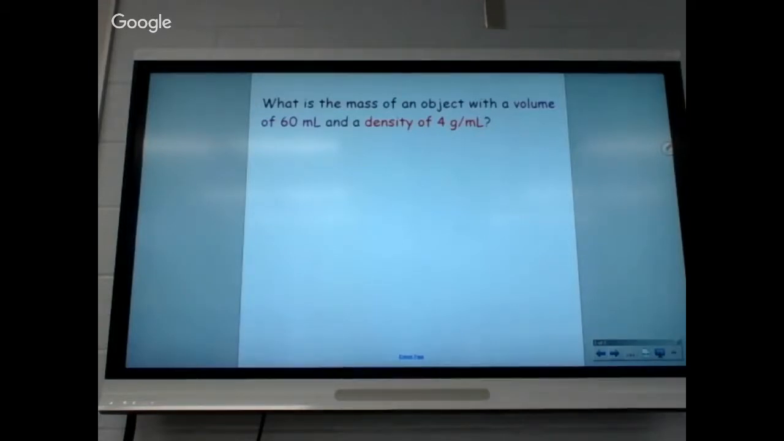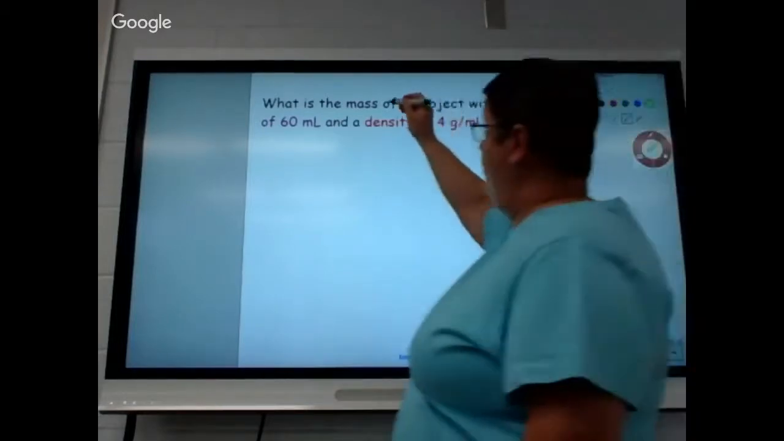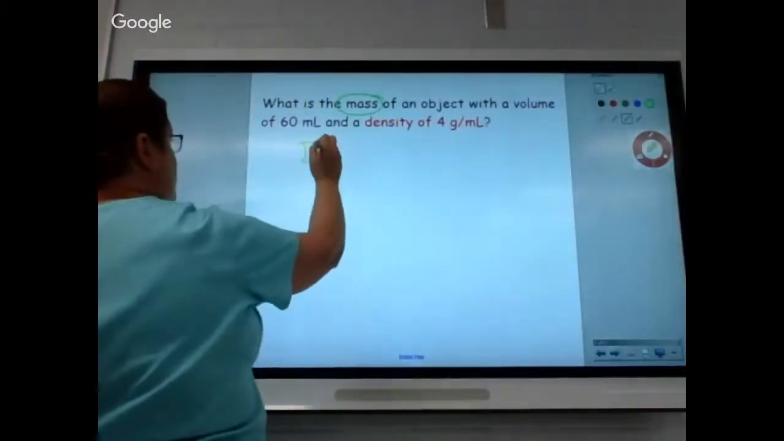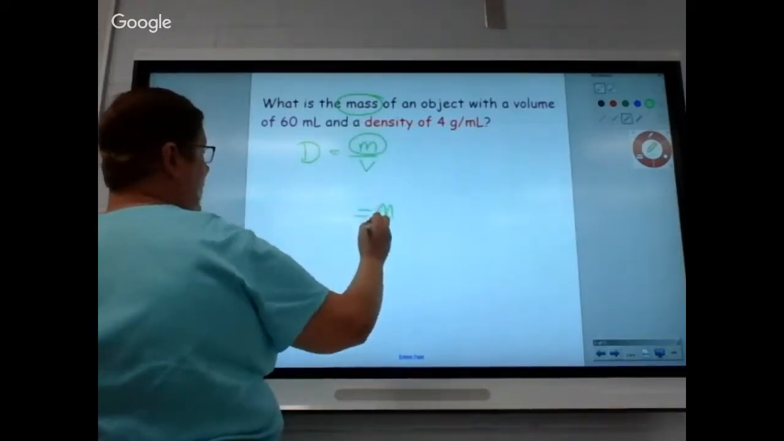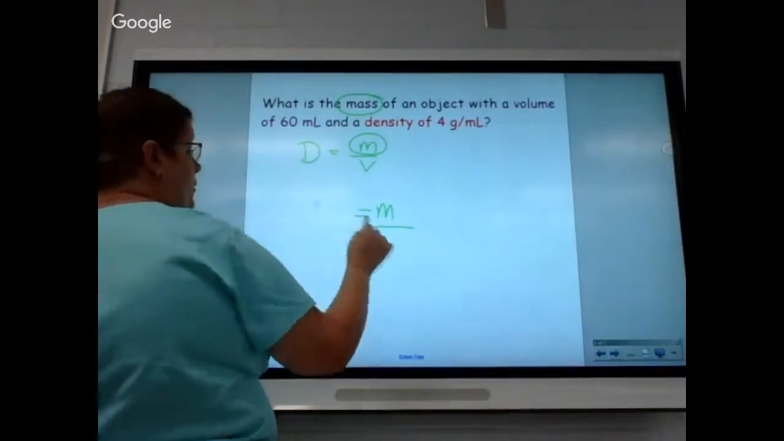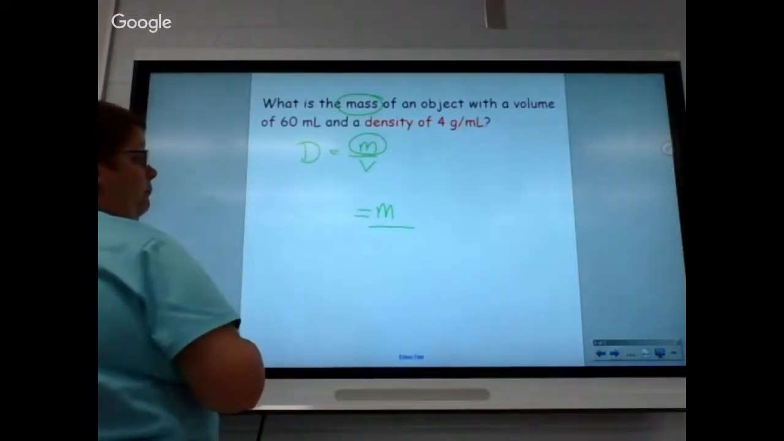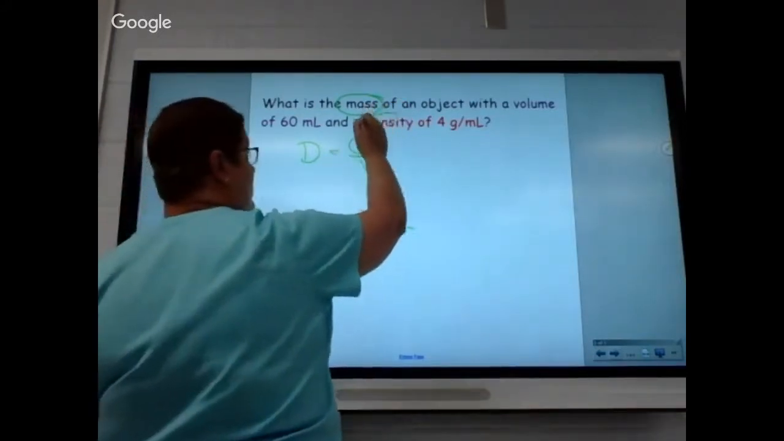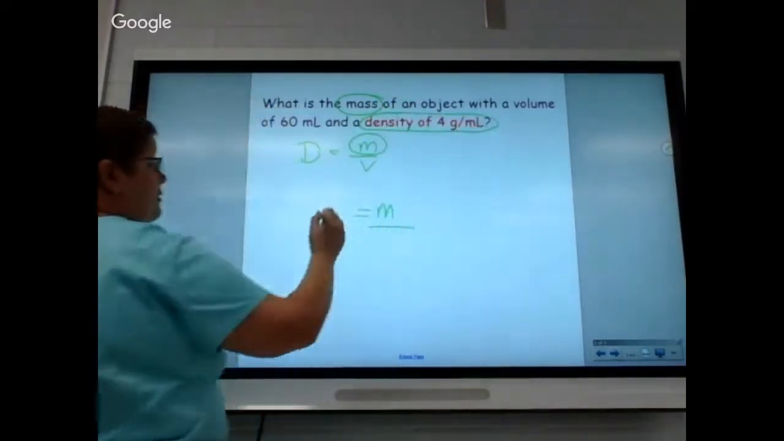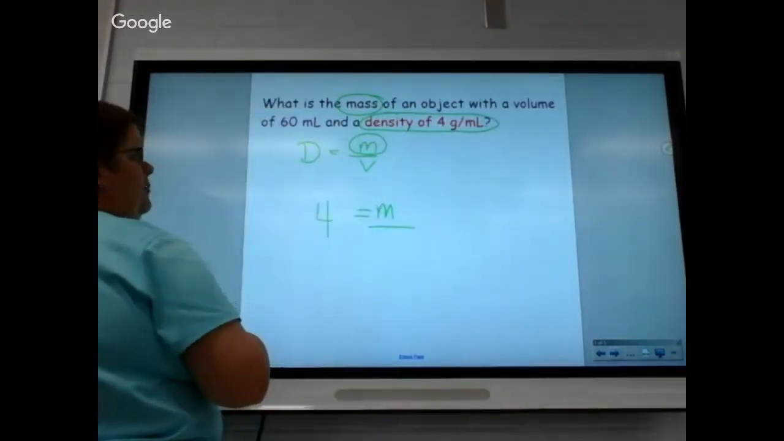So don't we have to do the opposite? What are they asking you to find in this question? All right. Again, find the question word. We're looking for mass. D equals M over V. I'm solving for mass. So I have to have D and V. What's my density? Find the word density, and density is what? Density is 4. What's my volume?